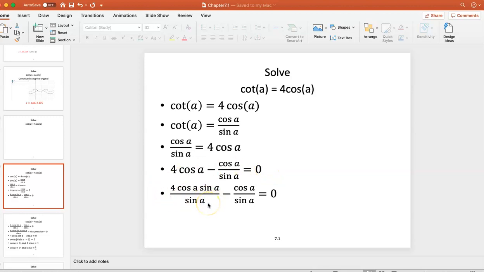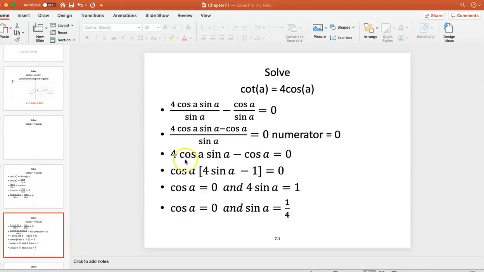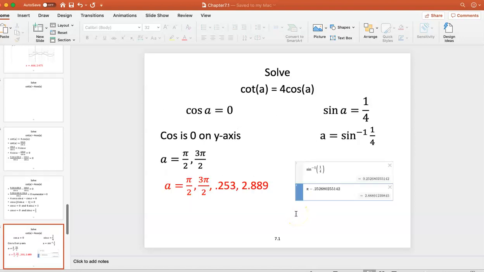Common denominator of sine. Okay, well, we've got it over our common denominator. In order to solve it, we've got to have the numerator equal to 0. So we set that equal to 0. We see we have a common factor of cosine A. We factor it out. That leaves us with 4 sine A minus 1. That becomes 0. And we solve that. That becomes 1/4.